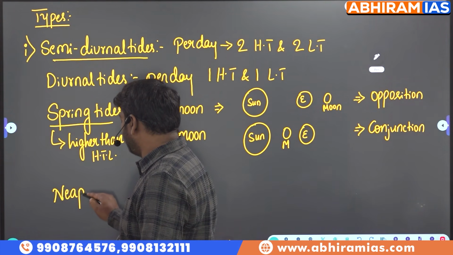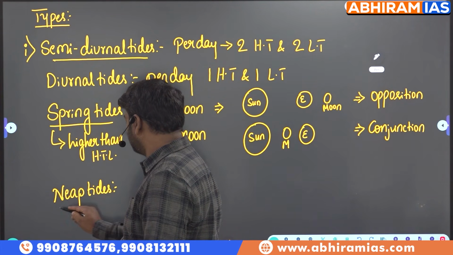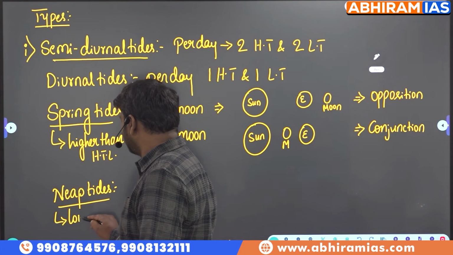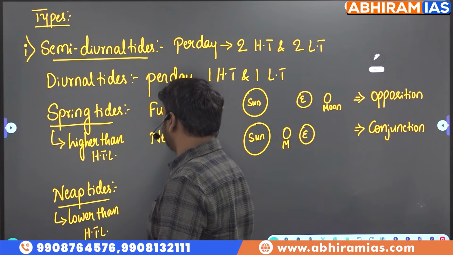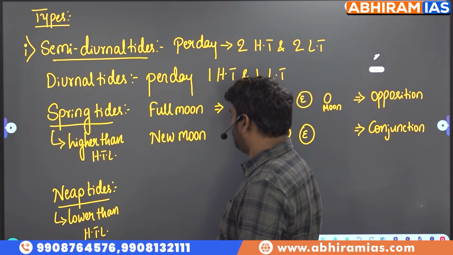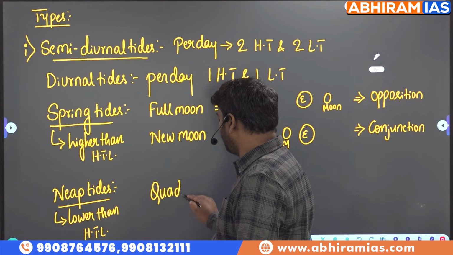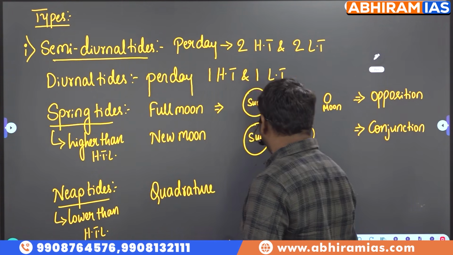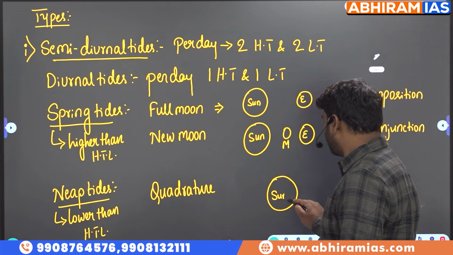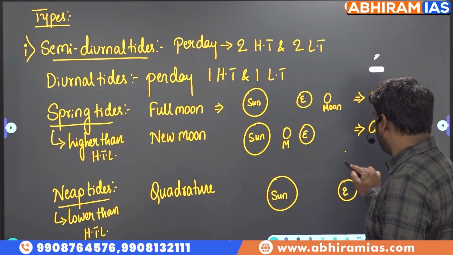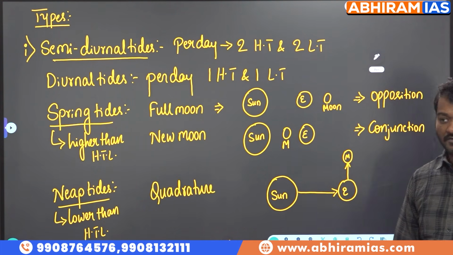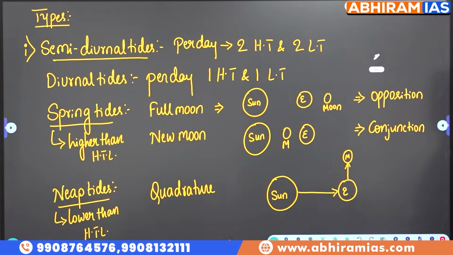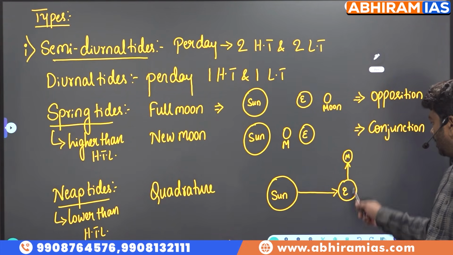On the other hand, neap tides are lower than the high tide level. And this occurs during quadrature. What is quadrature? When the sun, earth and moon are perpendicular to each other, we call it quadrature. Either it will be like this or the moon will be here.